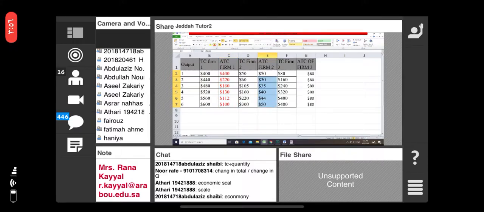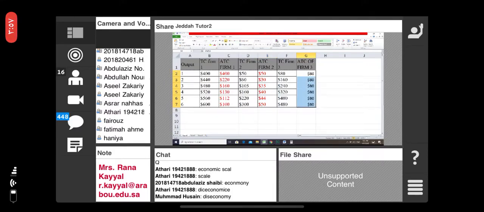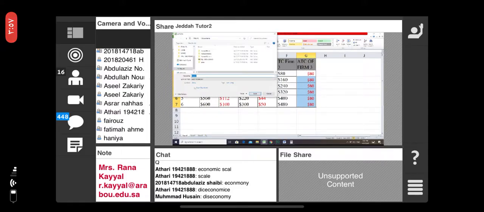Firm number 2. The average total cost decreases, but only at the first unit, and then starts increasing. So this is diseconomies of scale. And finally, this one is fixed, so we call it constant returns to scale.